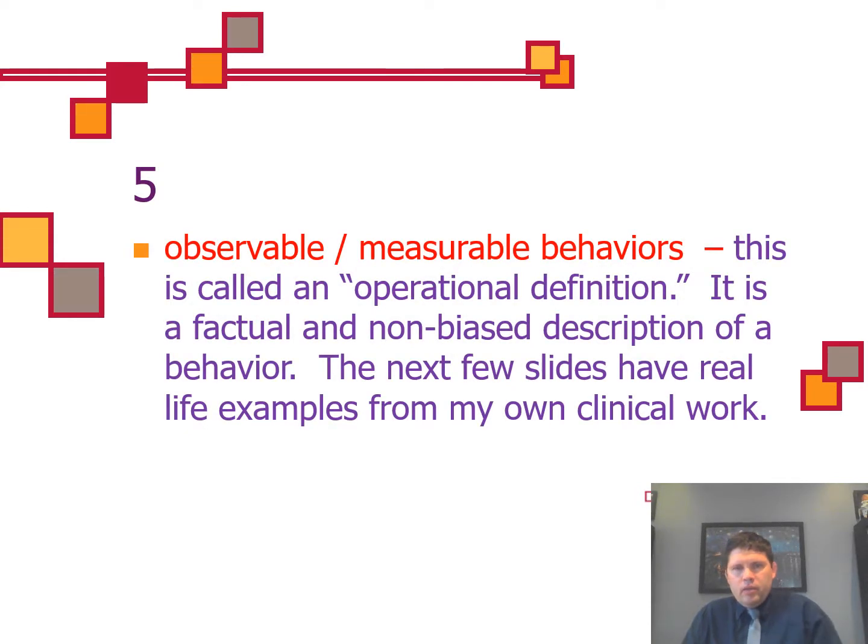So that brings us to observable and measurable behaviors. We create what we call an operational definition. And that's a psychological term for a factual and non-biased description of a behavior. The next few slides are examples from kids that I've worked with in the past. Some of my favorite kids.